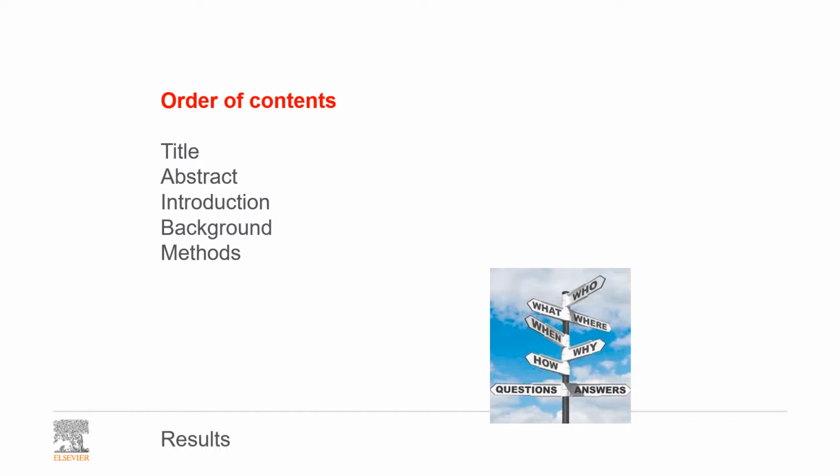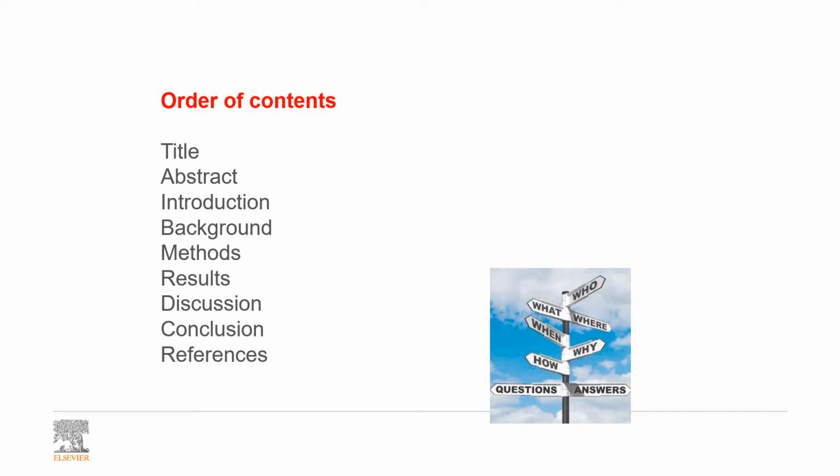A typical order of contents of a journal could look something like this: a title, an abstract, introduction and background, methods, results, discussion, conclusion, and references. As I say, please check the specific guidance for any journal to which you're submitting.